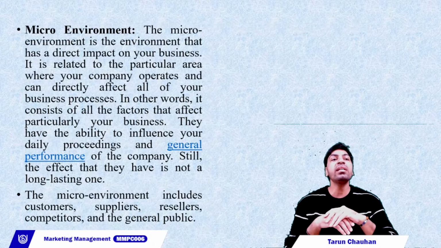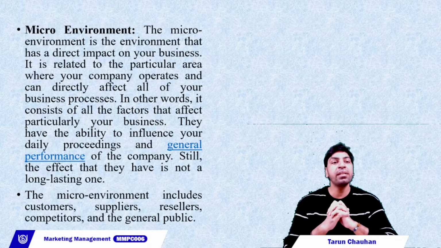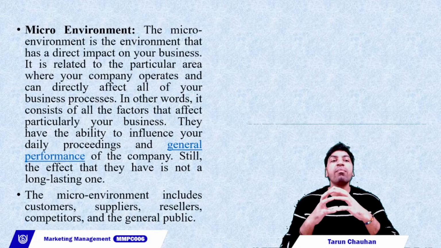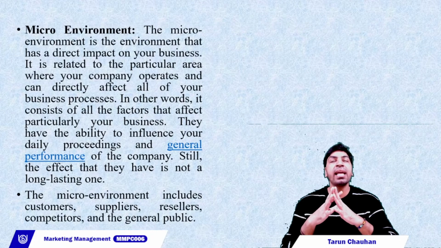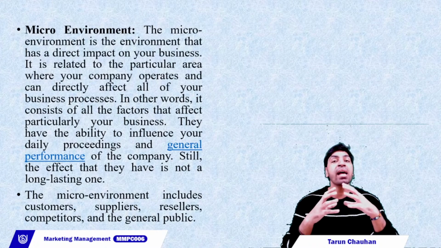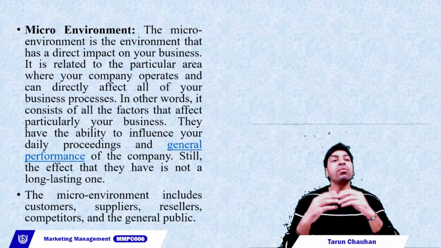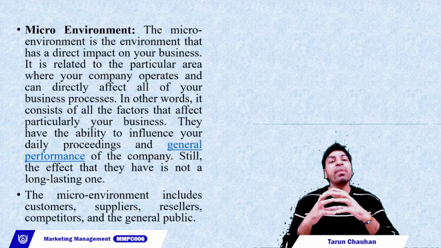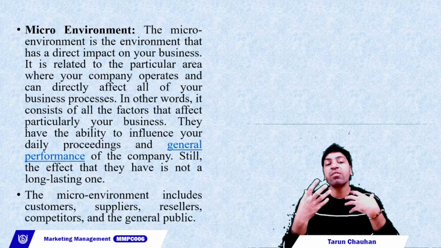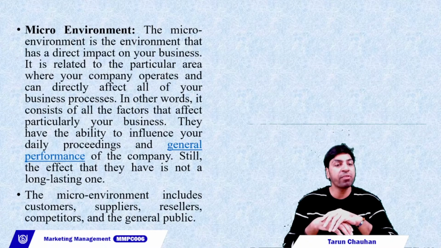The second category of environmental analysis is the micro environment. Micro environment is the environment that always has a direct impact on the business, and the macro always has an indirect impact on the business. So in the micro environment, companies know exactly what the factors are which ultimately influence their business operations.